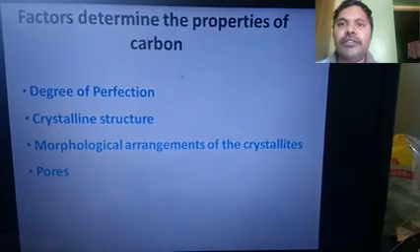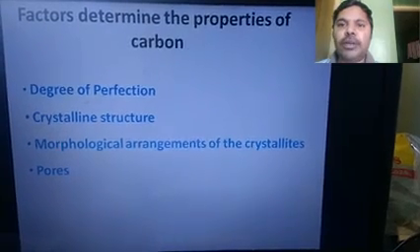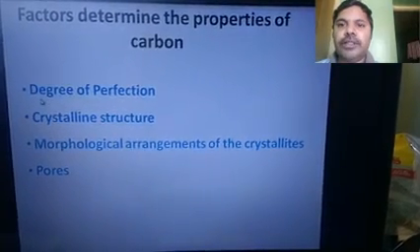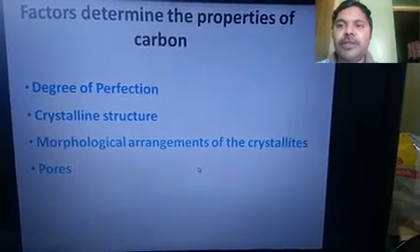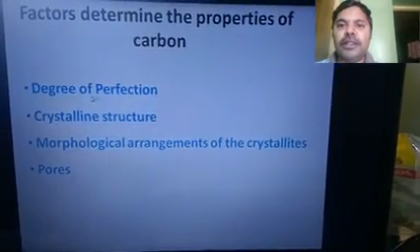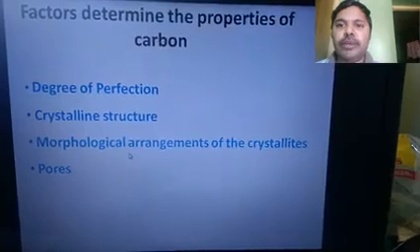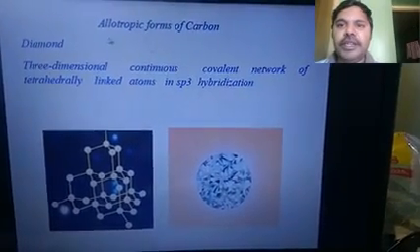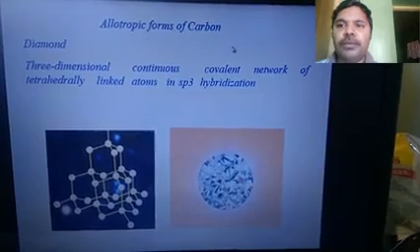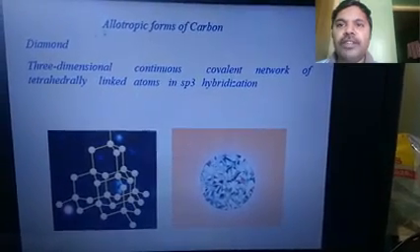So these are all some of the factors that determine the properties of carbon. What are the factors? Degree of perfection, crystalline structure, morphological arrangements of the crystallines, and pores. These are the four factors which determine the properties of carbon. Here, it is mentioned as allotropic forms of carbon. So what is an allotropic form? It is nothing but different forms of carbon.